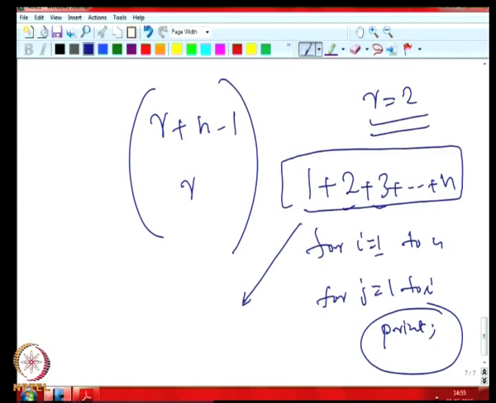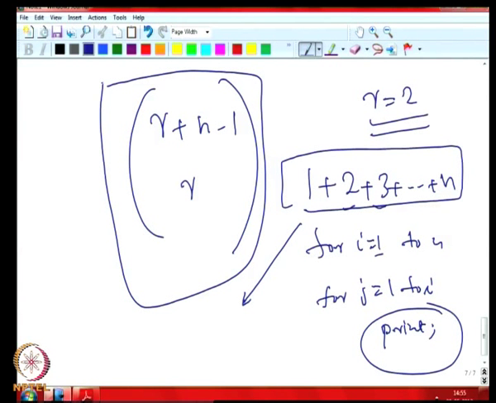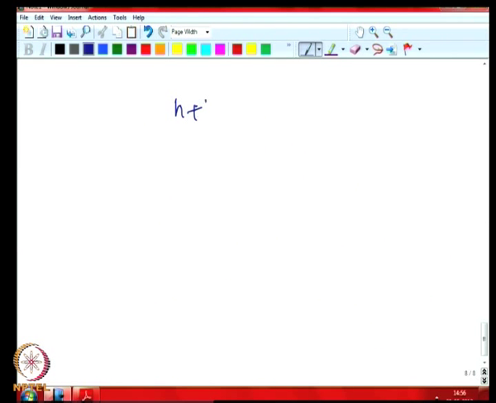Now, we see that we could have also computed it in this way. We can put r equal to 2 here, so the value of r is assigned 2. So, that is 2 plus n minus 1 choose 2, that is n plus 1 choose 2, right. So, we are seeing that this will be the same as that sum, 1 plus 2 plus 3 plus up to n.